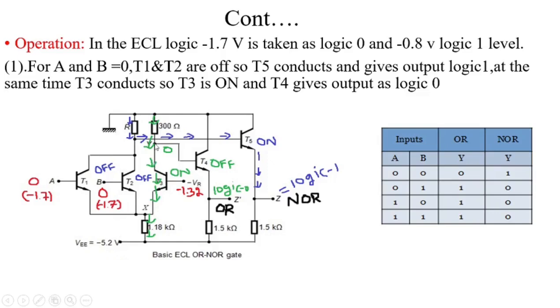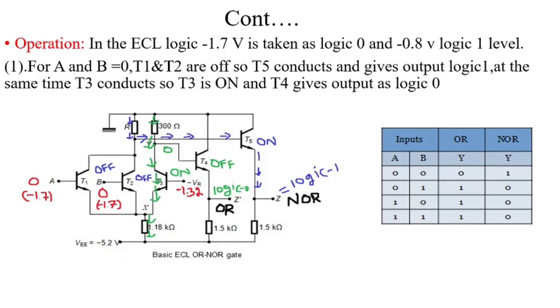At that time the collector terminal of this T3 transistor is logic 0, and that output is given to the base terminal of this T4 transistor. Therefore, sufficient voltage is not given to the base terminal of this T4 transistor. This transistor operates in the cutoff region. So the output of the T4 transistor is logic 0. We already considered the output at the emitter terminal of this T4 transistor, so we get logic 0 output.